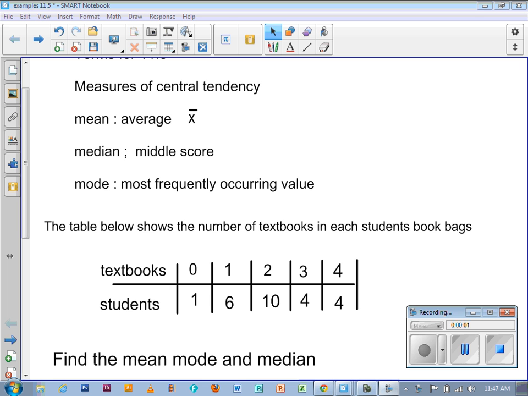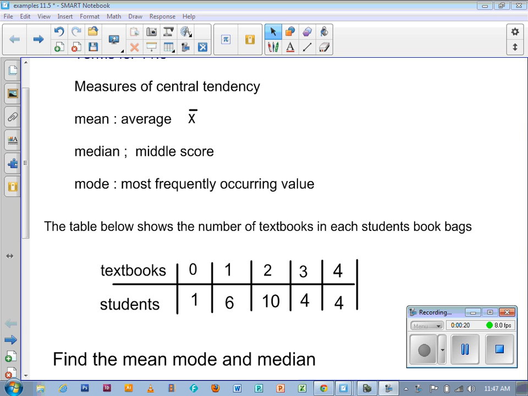Welcome to video 11.5 on mean, mode, and median. This is for Algebra 2. Our lesson today involves calculating mean, mode, and median, which I think most of you already have completed. We're also going to show you how to set up a box and whisker, both with a calculator and without.